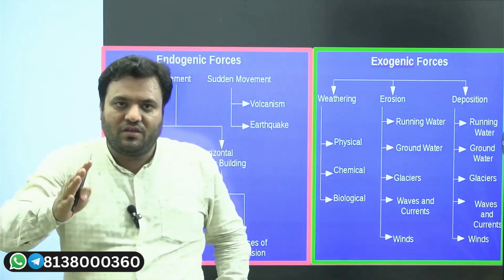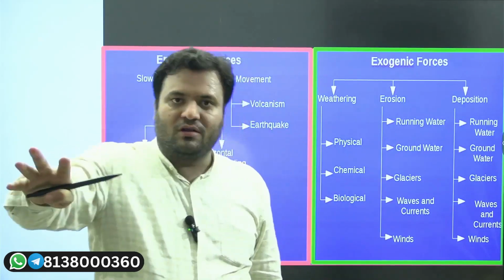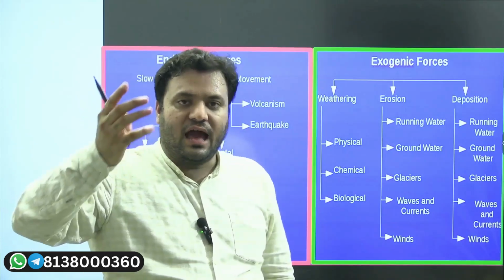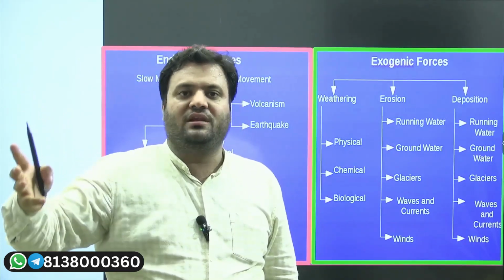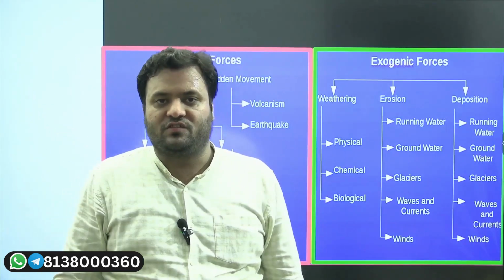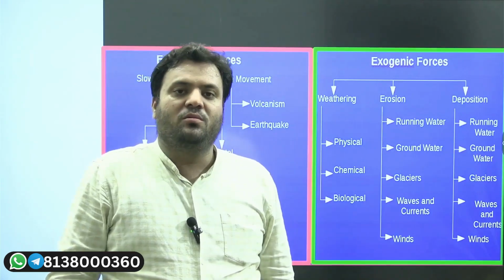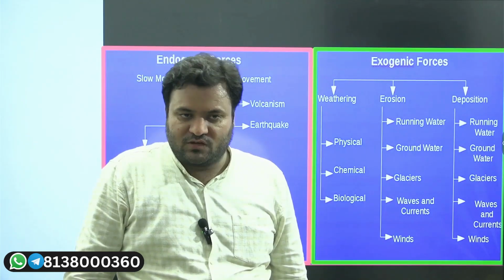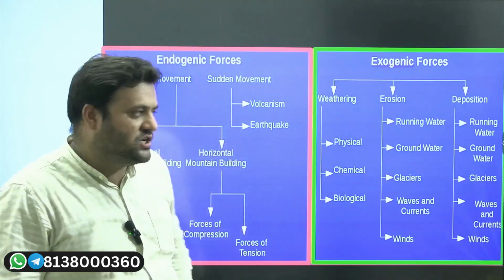It is how the ice sheet or the glacier leads to the modification of the surface of our earth crust, how it changes the slope on the earth crust. That is known as glacial landforms.